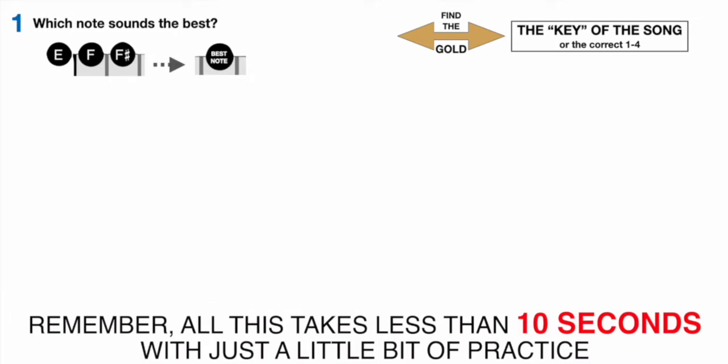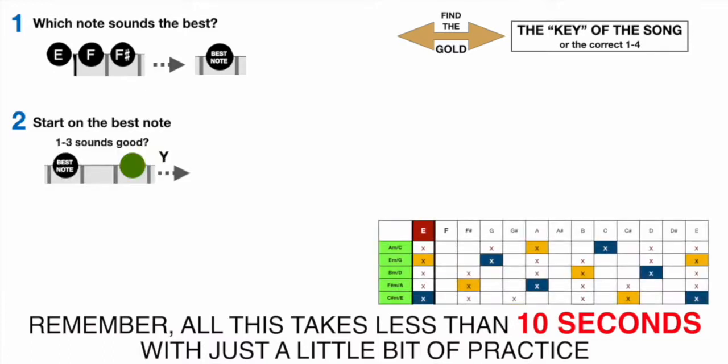So once you've identified this best note, again, it doesn't matter if you know the name of the note. You could just try the open string and then the first fret and then the second fret, and whichever one sounds best to you, it's the best note. That's very quick to figure out. Then you start on the best note. You know the next note directly next to the best note cannot be part of the pentatonic scale.